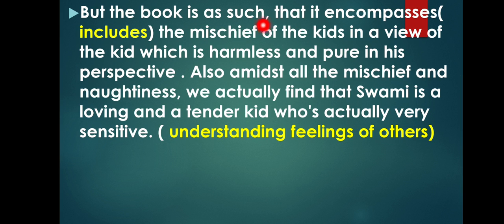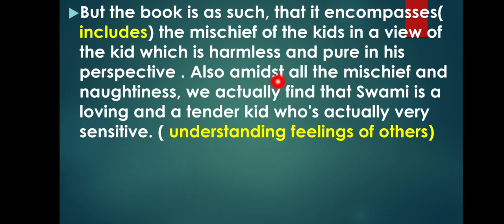But the book is such that it encompasses the mischief of the kids in a view of the kid which is harmless and pure in his perspective. So here, when you read the book, you will understand the naughtiness of this boy is so harmless and pure that it is not meant to harm anybody, and it does not have any vulgar or impure activities, right? So it encompasses, means it includes, the mischief of Swami, of course, but his mischief is very harmless and pure in his perspective.